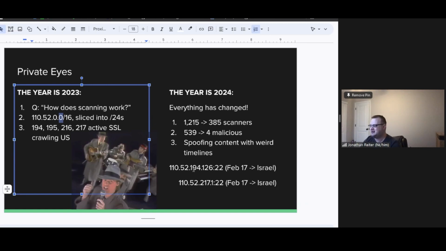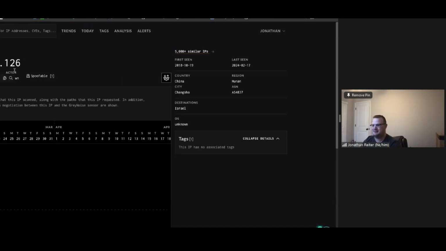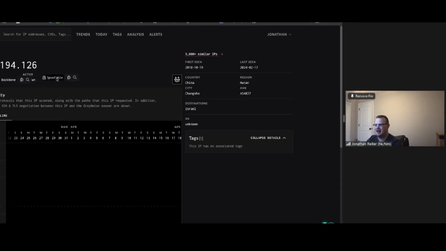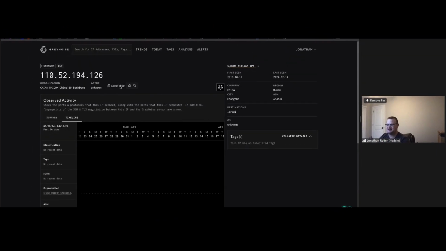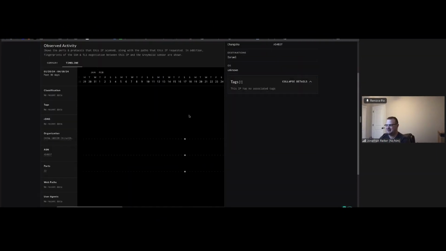110.52.194.126 on port 22 was scanning on Feb 17 for Israel, just one day. Same deal with this companion IP. And then I'll just pop into the UI to show exactly how this shows up. So this is under timeline, that same IP. Again, it's spoofed, so this will come into play a little later. Yeah, last 3 months, just one day.